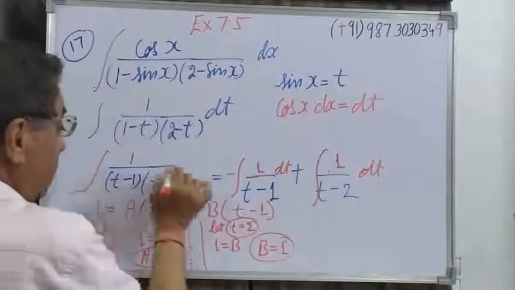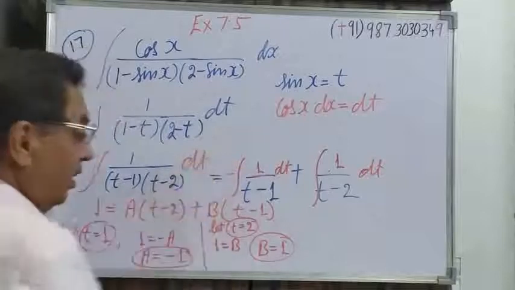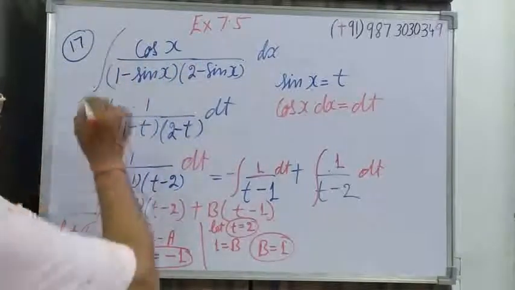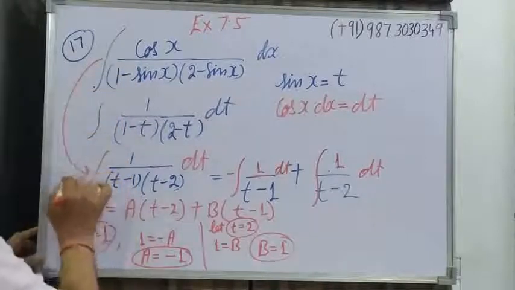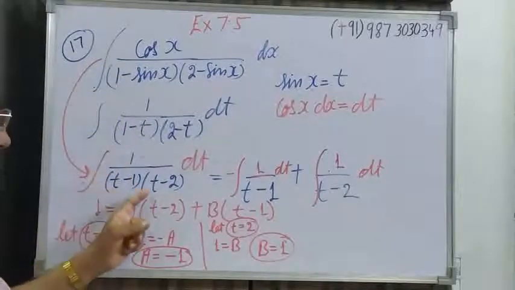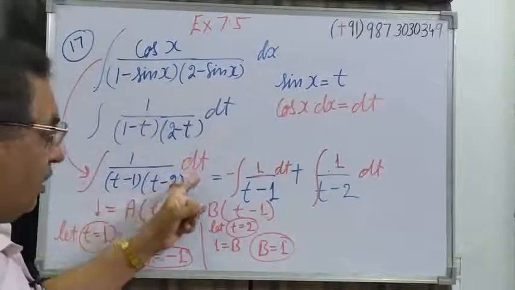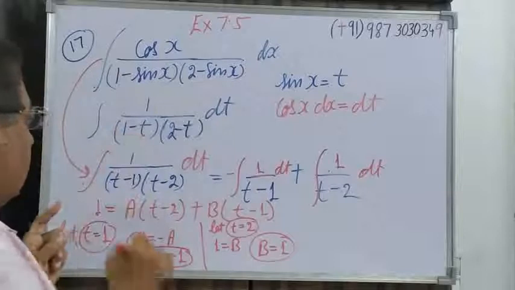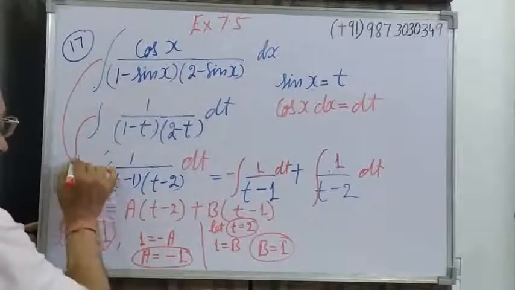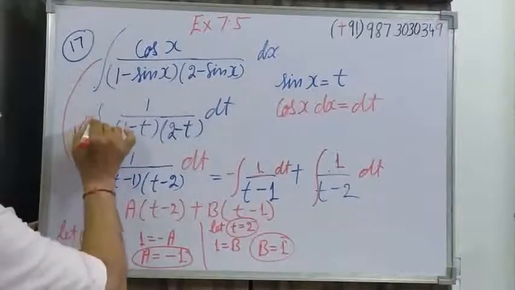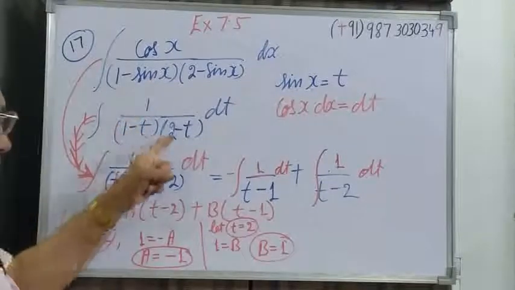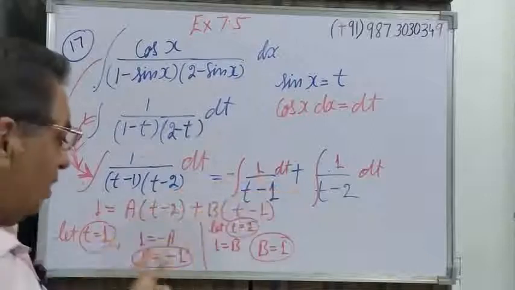So this is the question. We are able to get it: 1 upon (t - 1) brought out from here. 1 upon (t - 1)(t - 2) with respect to dt, where t = sin x and cos x dx = dt. We have taken this question and it gets resolved to this one. So it becomes like this.